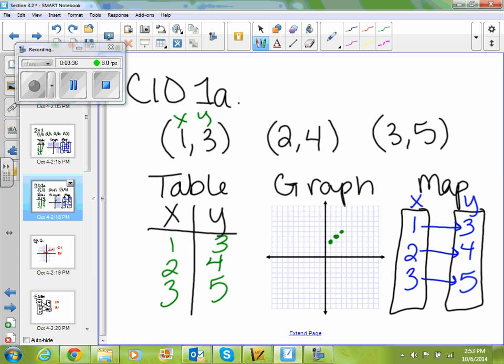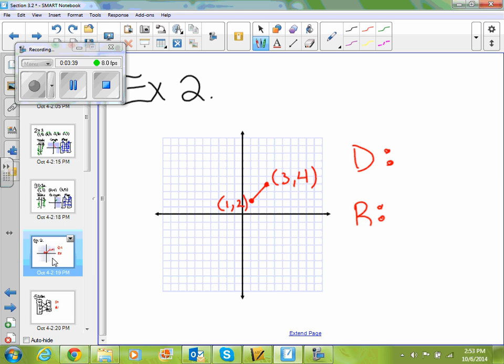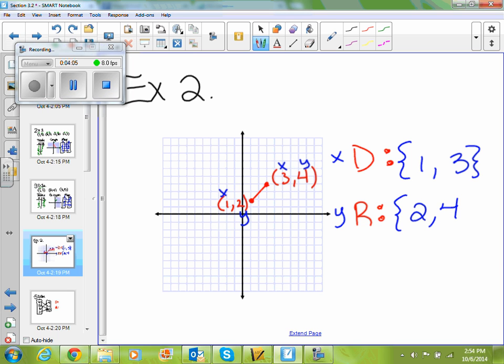Okay. The next thing we're going to look at is domain and range. And remember that I told you that your domain refers to your x values, and your range refers to your y values. And we always put domain and range in curly brackets. Okay? So in this case, my x values are 1 and 3. So my domain would be {1, 3}. And my range values are my y values. So my y values are 2 and 4. So {2, 4}. It's kind of like a horizontal table. Okay? So your table is going to be vertical. This is like your horizontal table.